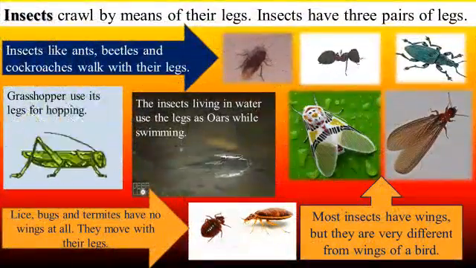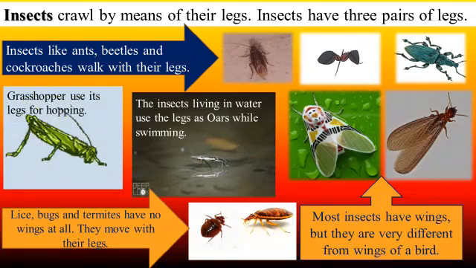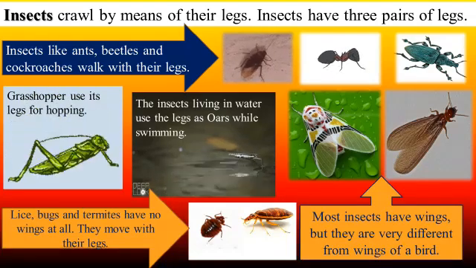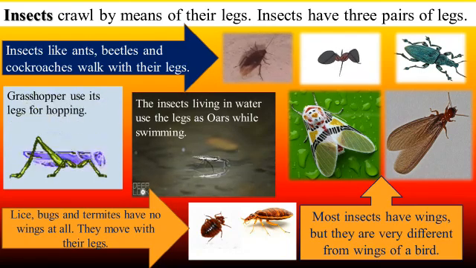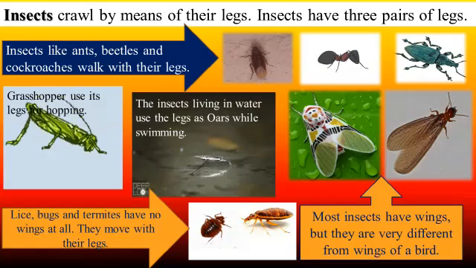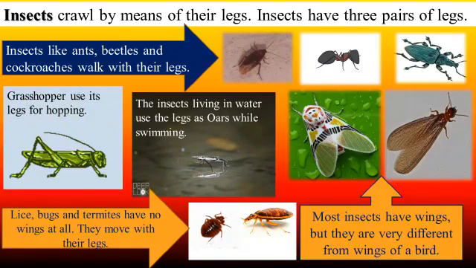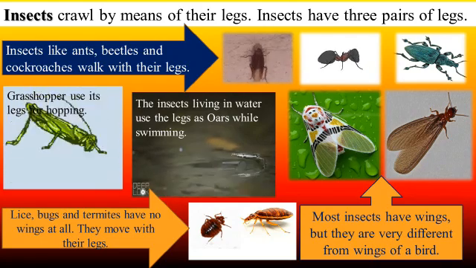Insects crawl by means of their legs. Insects have three pairs of legs. Insects like ants, beetles, and cockroaches walk with their legs. Grasshoppers use their legs for hopping. The insects living in water use the legs as oars while swimming.